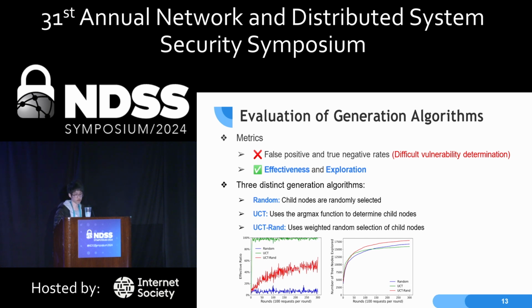We also chose 3 different generation algorithms: random, UCT, and UCT rand. For the result, we can see that as the number of test rounds increases, the effectiveness of UCT rand in generating requests is slowly increasing. And the number of grammar tree nodes explored is also the most among the 3 algorithms. It shows that UCT rand successfully balanced effectiveness and exploration.